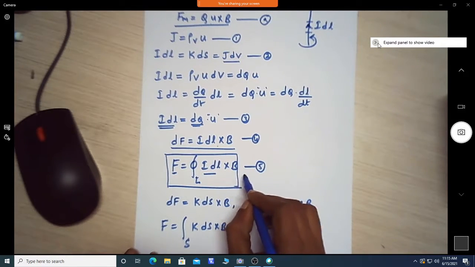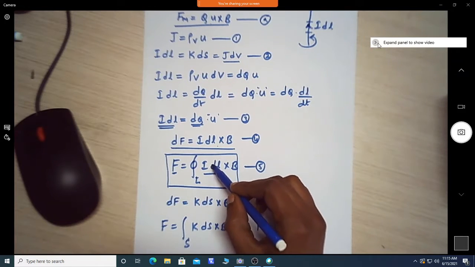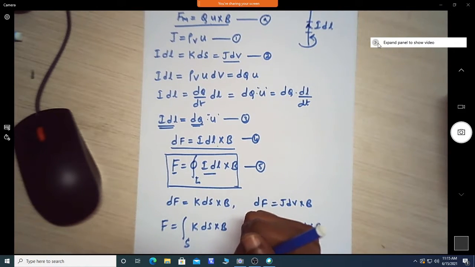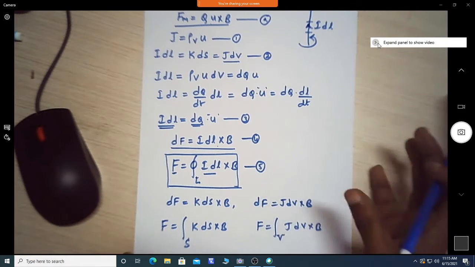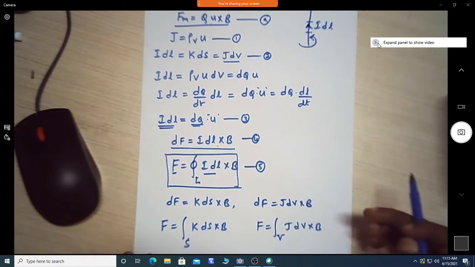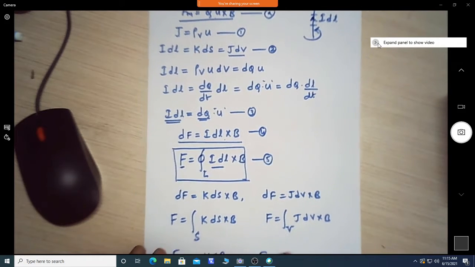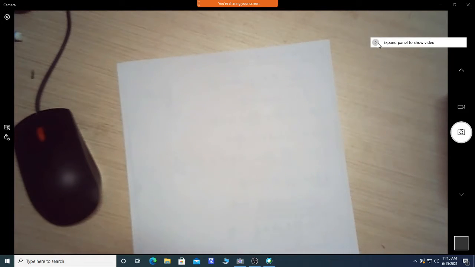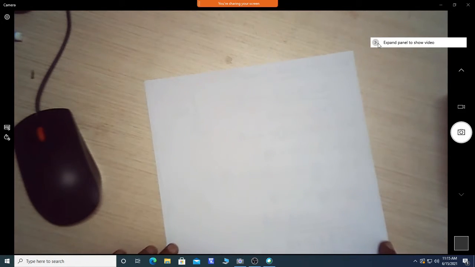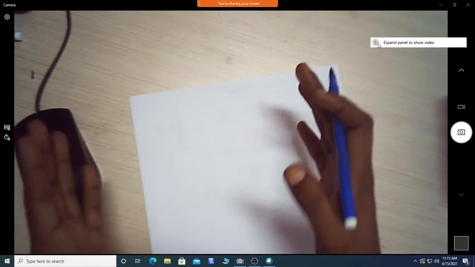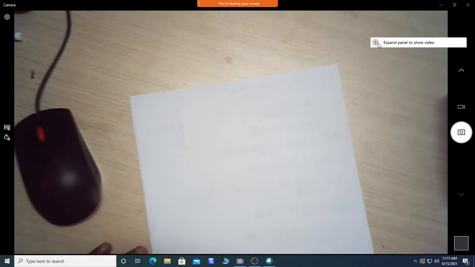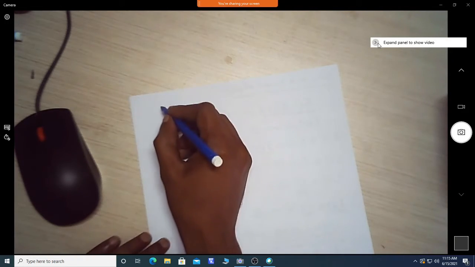So note the point: the force will not be exerted by the current element on itself, but by some other element placed nearby it, or by the magnetic field produced nearby it. This is the force on a current element. Now we will see the force exerted between two current elements. We will place two current elements nearby, and see how the force is exerted by one upon the other.